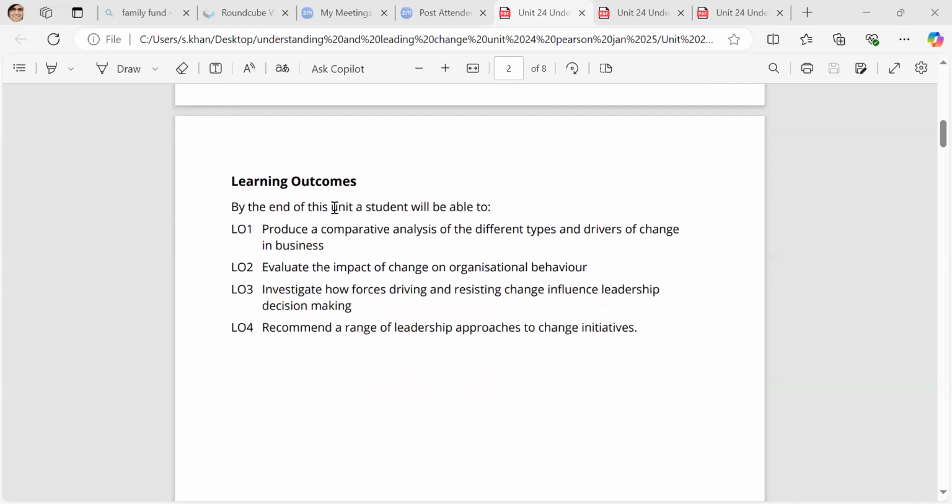We'll go through the learning outcomes, and then carry on with the first one today. By the end of the unit, students will be able to: learning outcome 1, produce a comparative analysis of different types and drivers of change in business. Learning outcome 2, evaluate the impact of change on organizational behavior. Learning outcome 3, investigate how forces driving and resisting change influence leadership and decision making. And the final learning outcome 4, recommend a range of leadership approaches to change initiatives.